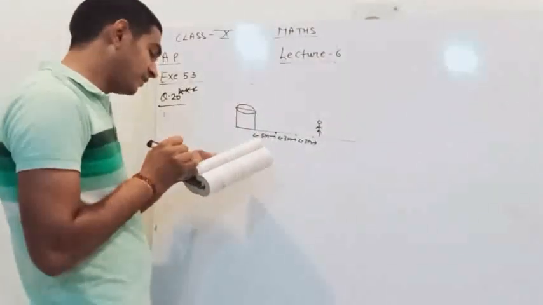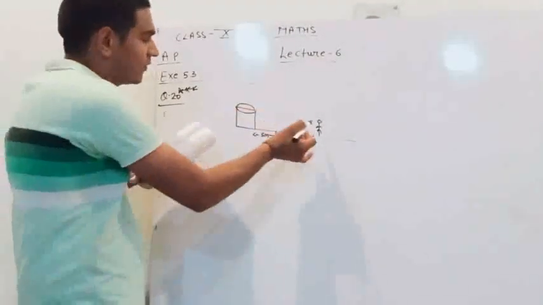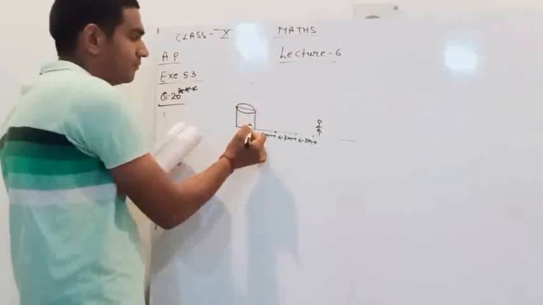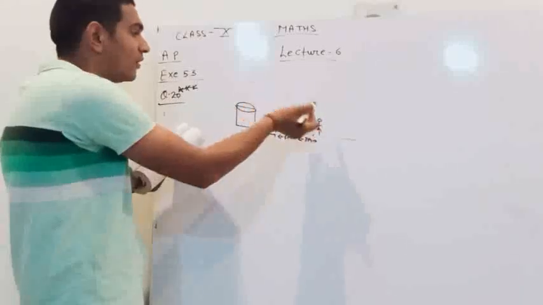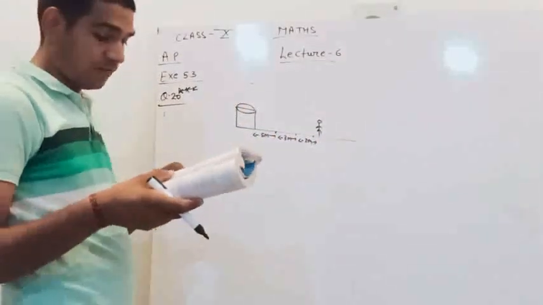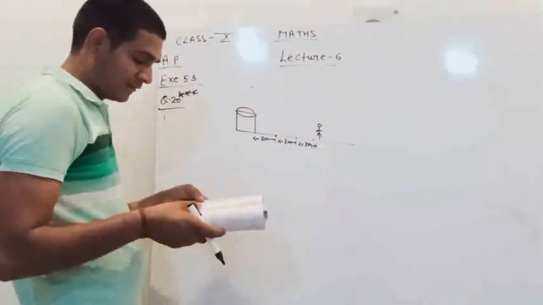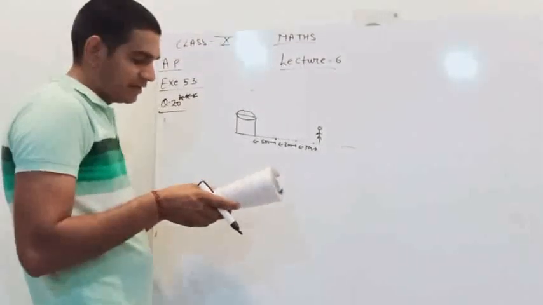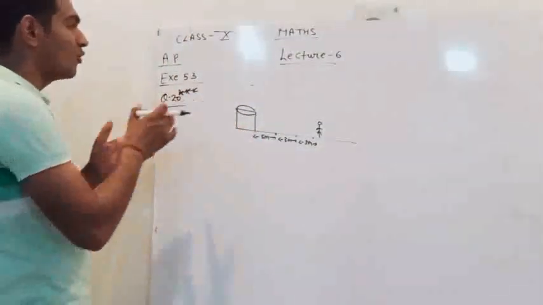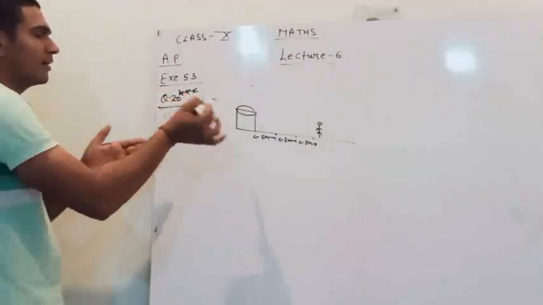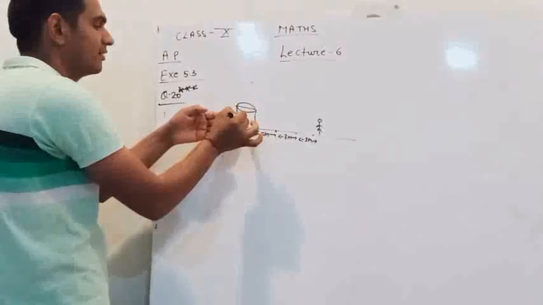A competitor starts from the bucket, goes to the first potato, picks it up, and comes back, then again goes for the next one, and again. Firstly we will form a sequence here. Then we will find the total distance the competitor has to run. Meaning, to collect all 10 potatoes, the competitor runs from here, comes back, and takes the next one again.